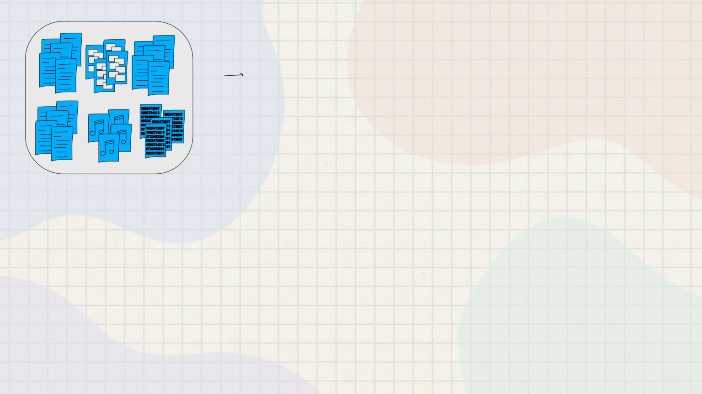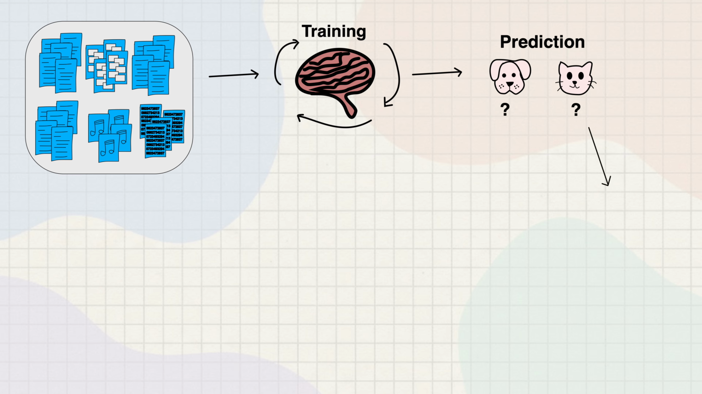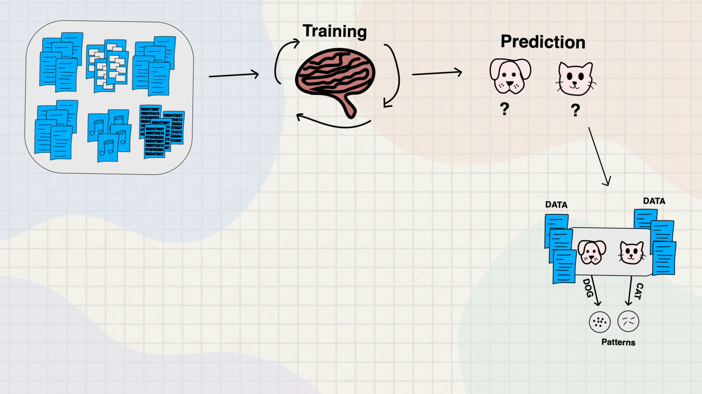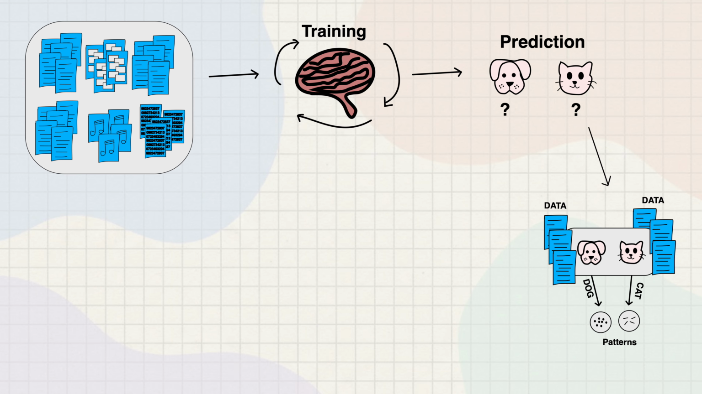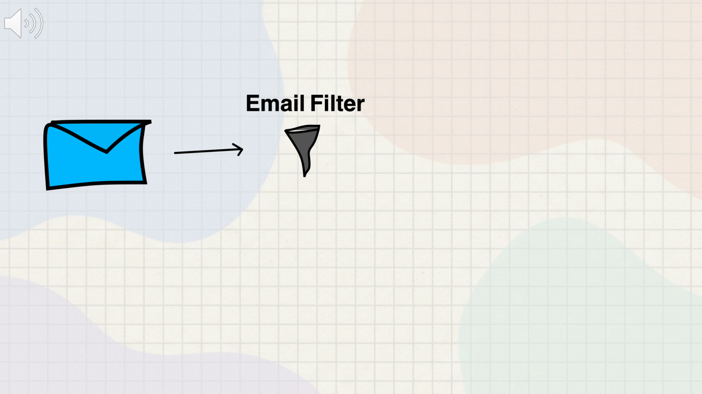After collecting data, AI goes through a process called training. During training, the AI makes a prediction, checks if it's correct, and then adjusts itself. This process repeats again and again and again, just like a student solving math problems. Mistakes help AI learn. For example, an email spam filter becomes smarter by learning from emails marked as spam or not spam.